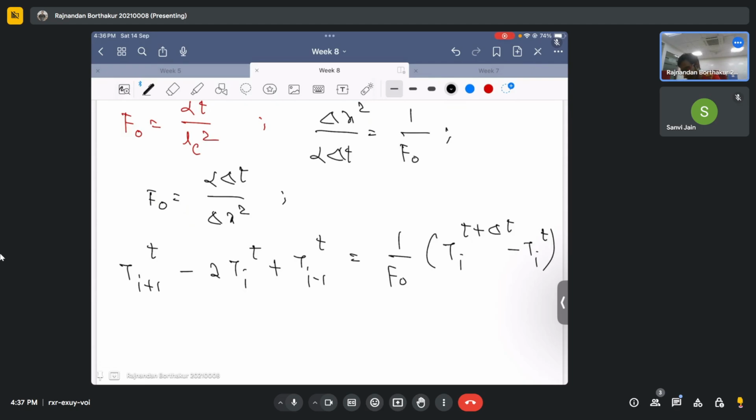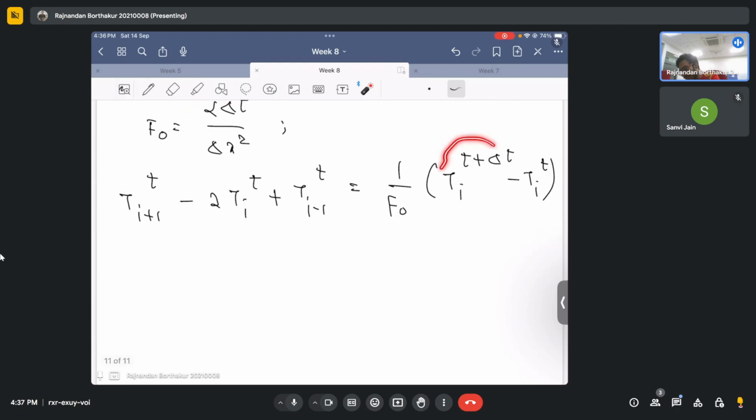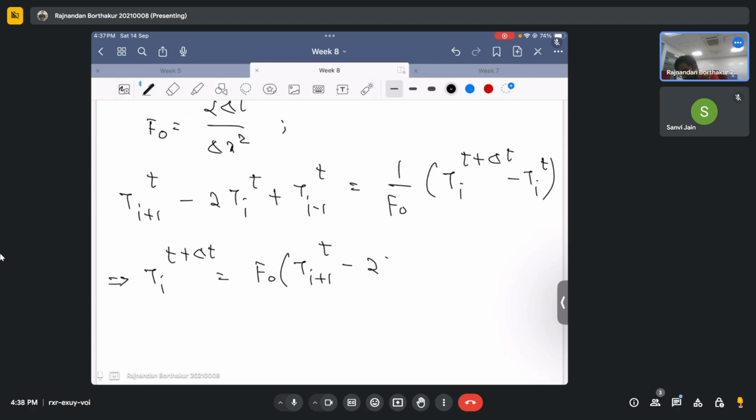Now the idea is I will try to evaluate this time because this is the unknown. So when I start from t equal to 0 seconds, typically this is the unknown that I need to solve for. That is the temperature at the next time step. So I can write T_i at t plus delta t as the Fourier number times T_i+1 at time t minus 2 T_i at time t plus T_i-1 at time t, plus T_i at t.